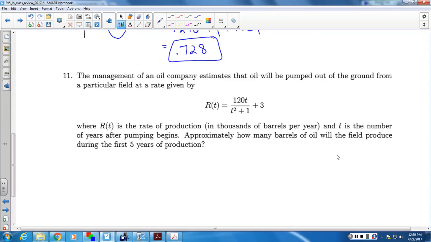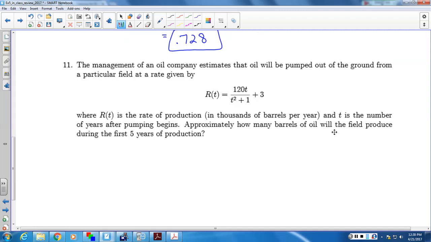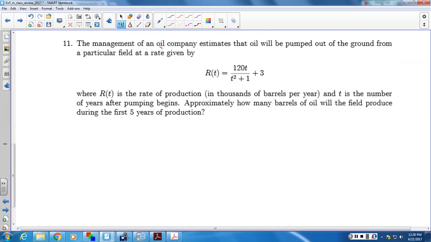The management of an oil company estimates that oil will be pumped out of the ground from a particular field at a rate, so they're giving us a rate, where R(t) is the rate of production in thousands of barrels per year. t is the number of years after pumping begins. Approximately how many, so they gave us a rate and they're wanting to know how many. That means we're going to be integrating. How many barrels of oil will the field produce during the first 5 years? And it's in years, so we're just going to go from 0 to 5. So I'm going to integrate my function here from 0 to 5.